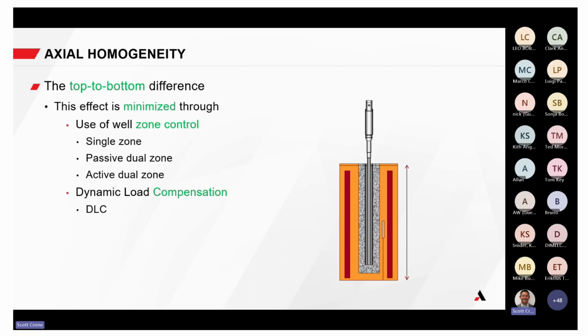So axial homogeneity is the top to bottom difference, and this effect is minimized through well zone control. So we've got a couple of different options. We've got single zone, passive dual zone, active dual zone, and then a new patented technology that we've employed in our reference temperature calibrators called dynamic load compensation.